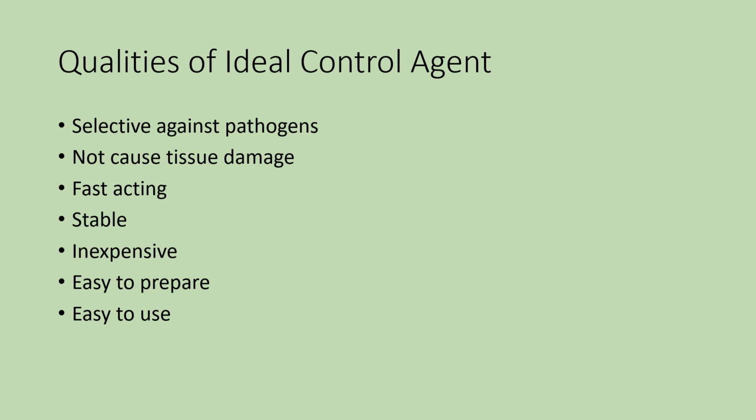So what are some of the qualities of your ideal control agent? Well, you want it to be selective against pathogens. You want it to kill the pathogenic microorganisms, but not the good ones. You don't want it to cause any tissue damage on, say, your hand. If you're going to be using it on your hands, you don't want to cause any damage to your cells. You want it to act fast. You don't want to have to add something and then wait an hour before it becomes effective. That's not going to help.